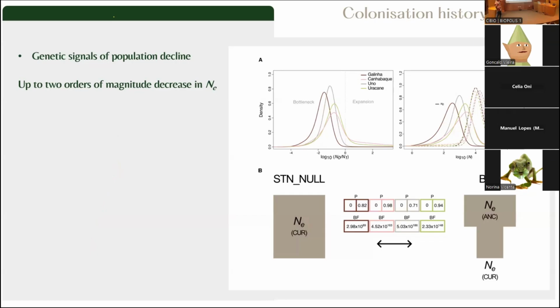a generalized pattern for population bottleneck. Using the ABC approach, on the little boxes between the two models, we have the Bayes factors and the posterior probabilities. The bottleneck model always had very high Bayes factors compared to the null model and much bigger posterior probability. So generally speaking, we do see a bottleneck signal in these populations. And the overall changes in effective population size could be up to 2 orders of magnitude.